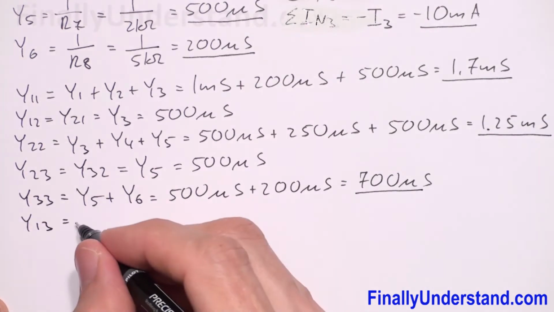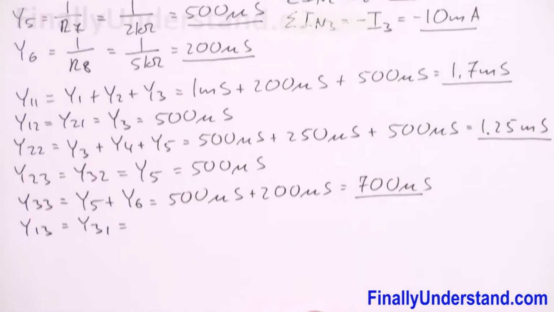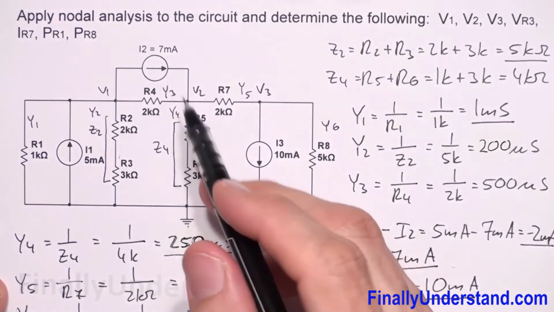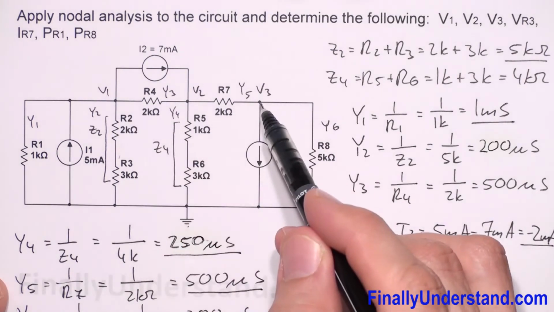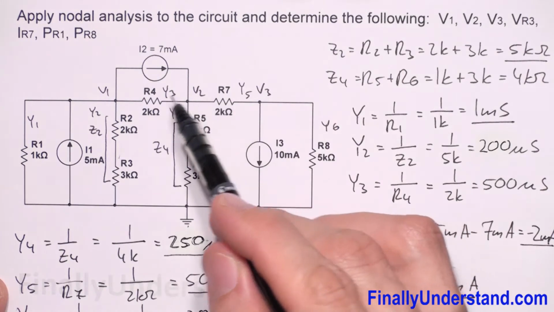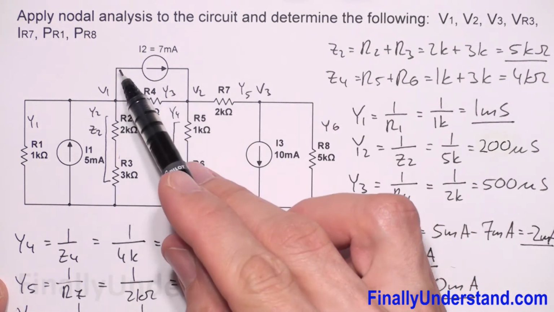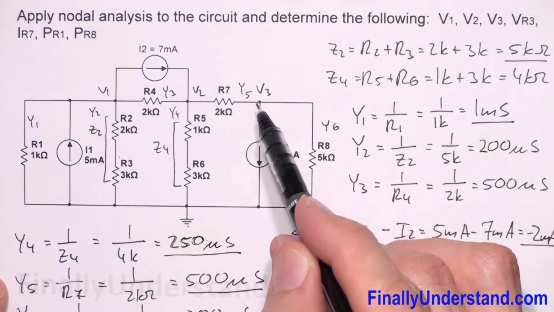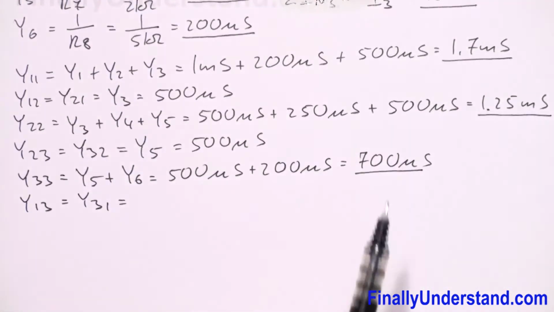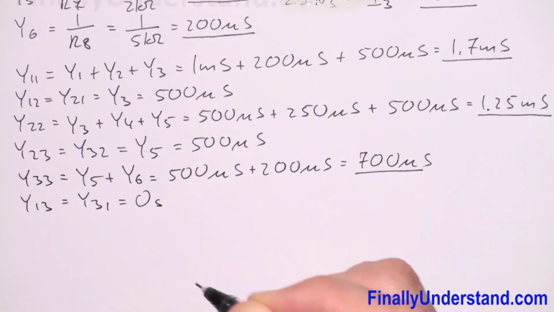Y13, which is equal Y31. Please notice that there is no direct connection between node 1 and node 3. Okay, because between we have node 2, so there is no such thing like extra resistor going from point V1 to V3. That's why I'm going to say that this is equal 0 Siemens.